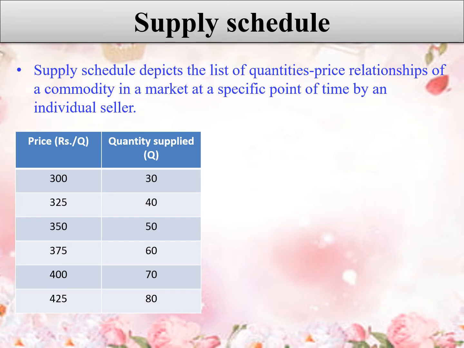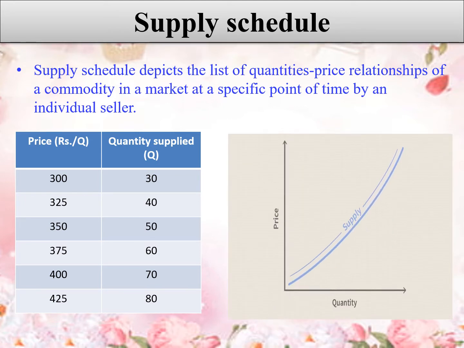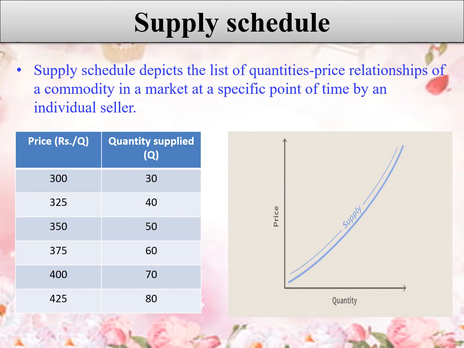When the supply schedule is plotted on a graph, it becomes the supply curve, and the supply curve will have a positive slope, that is, it slopes upward from left to right. And here is the supply curve. See, when supply schedule is plotted on the graph, it becomes a supply curve, and the supply curve has a positive slope, that is upward from left to right. This is the supply curve we can see here.